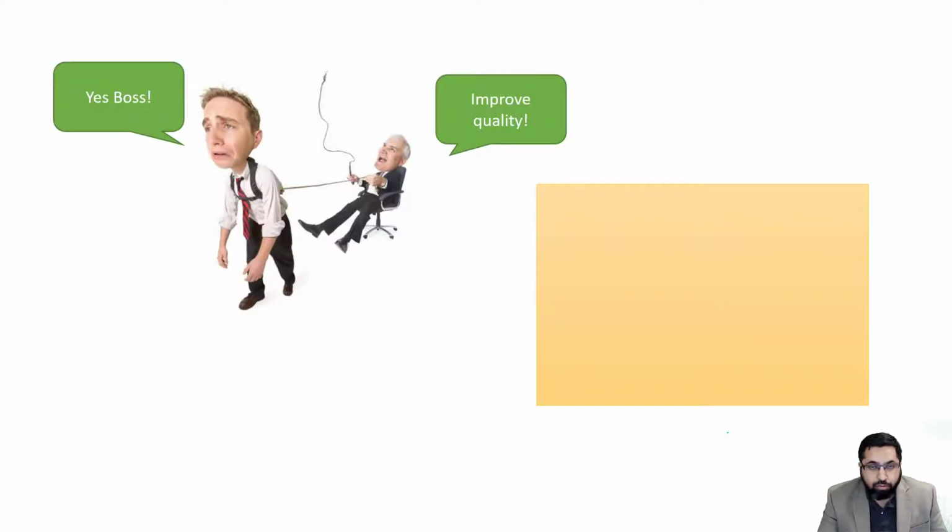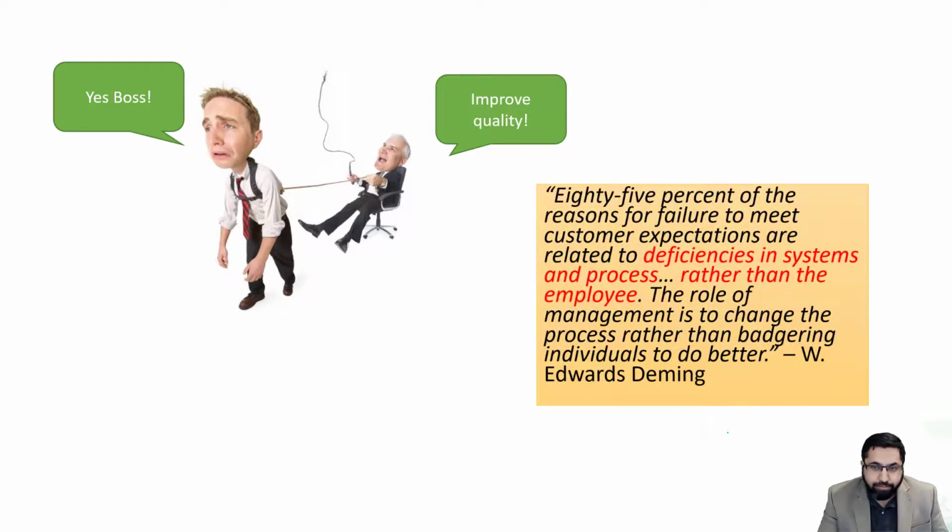Okay, so you can't really improve quality just by pressurizing workers and telling them to do better, right? Deming found that 85% of the time the reasons for failure to meet customer expectations, i.e. reasons for defects, are deficiencies in processes and systems rather than the fault of the employee. So blaming employees and pressurizing them is not likely to yield good results. You have to find out where the problems are in the systems or the processes.